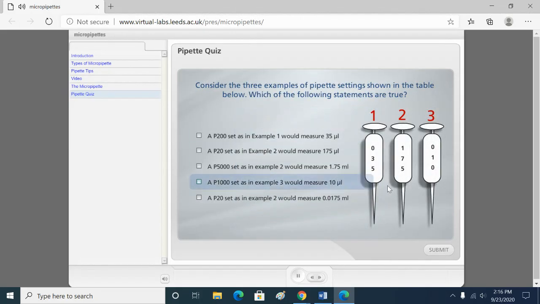So here we're looking at the different numbers to figure out what they mean. Consider the 3 examples of pipette settings shown in the table below. Which of the following statements are true? A P200 set as in example 1 would measure 35 microliters. So if you're using these numbers here, and it's a P200, and you set it for 0.35, is that 35 microliters?